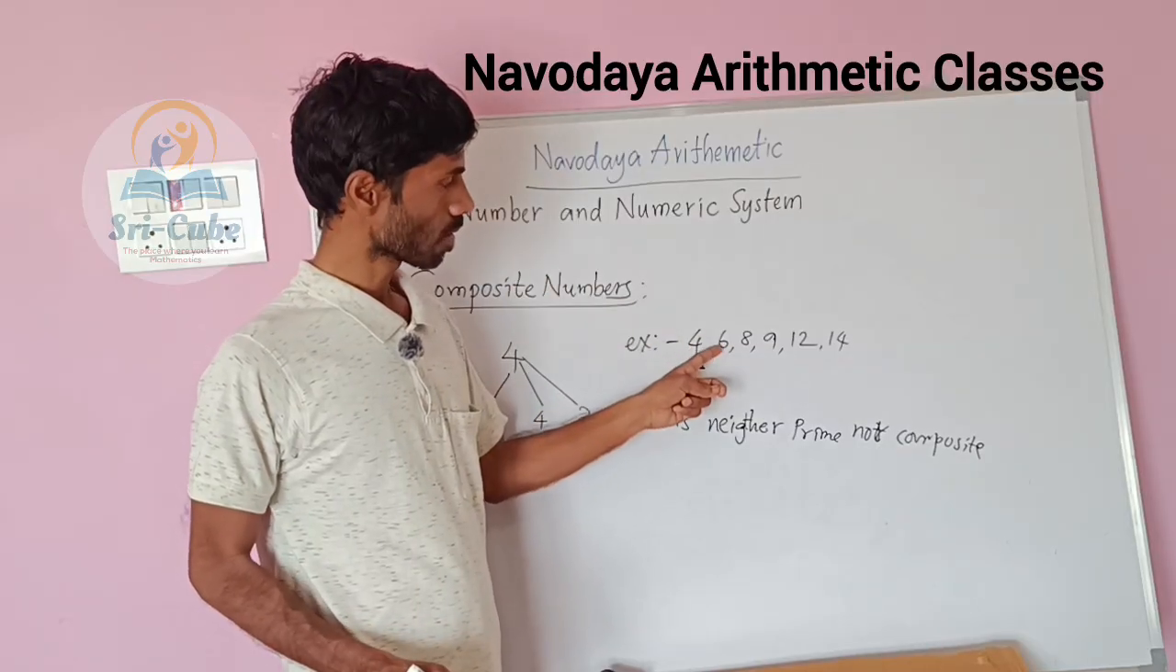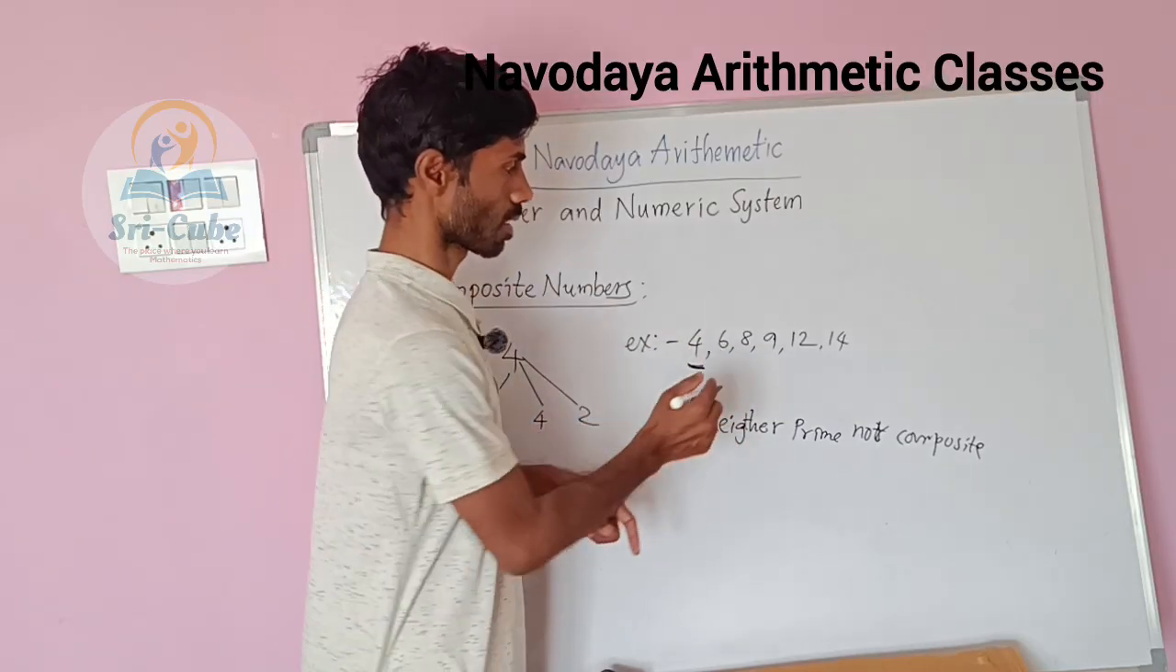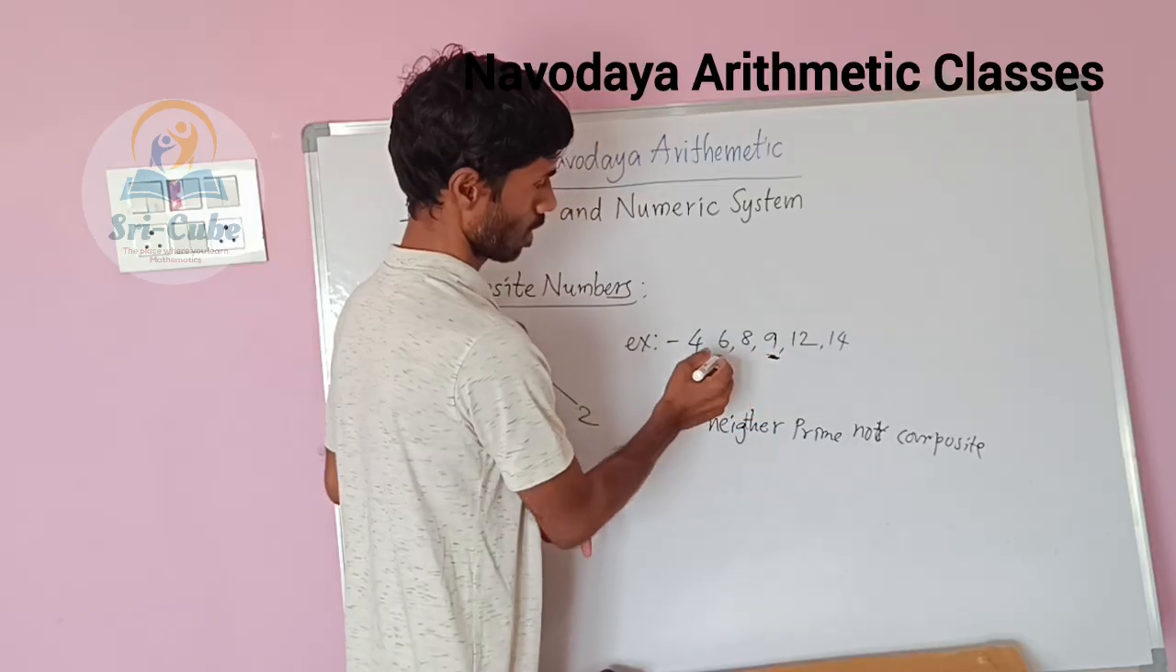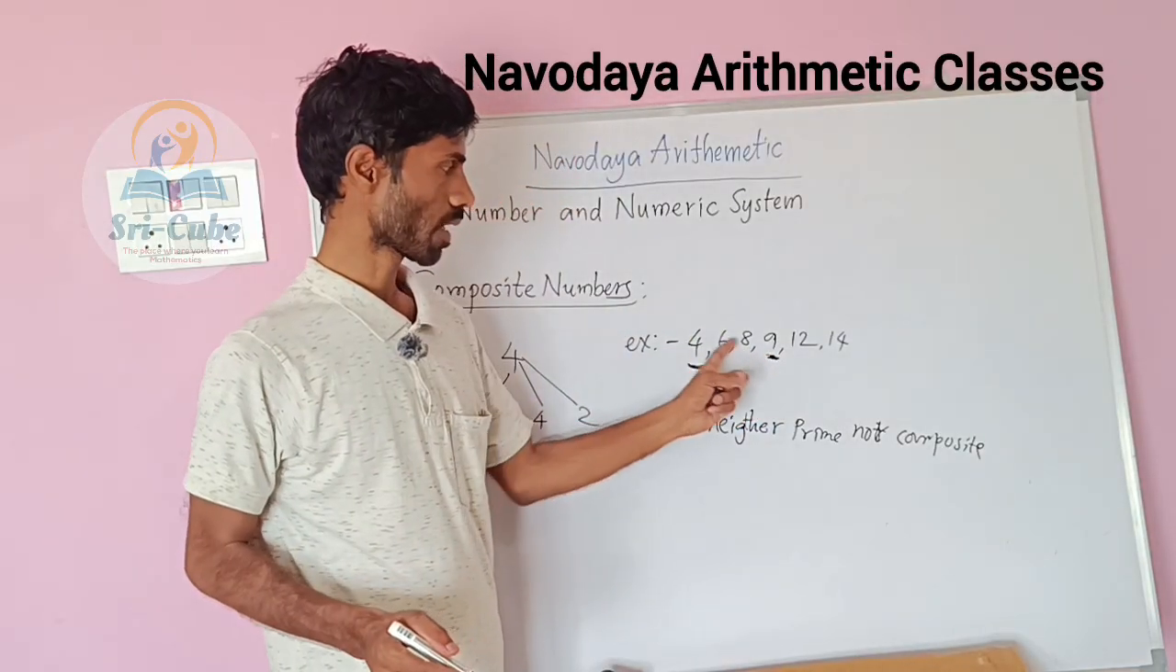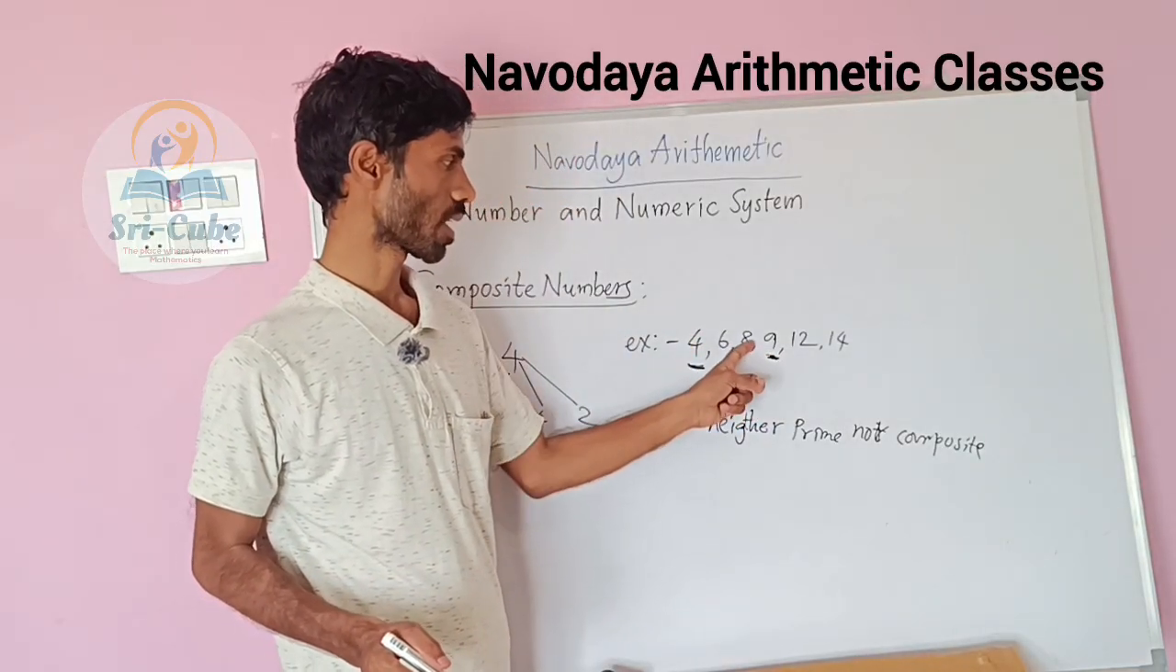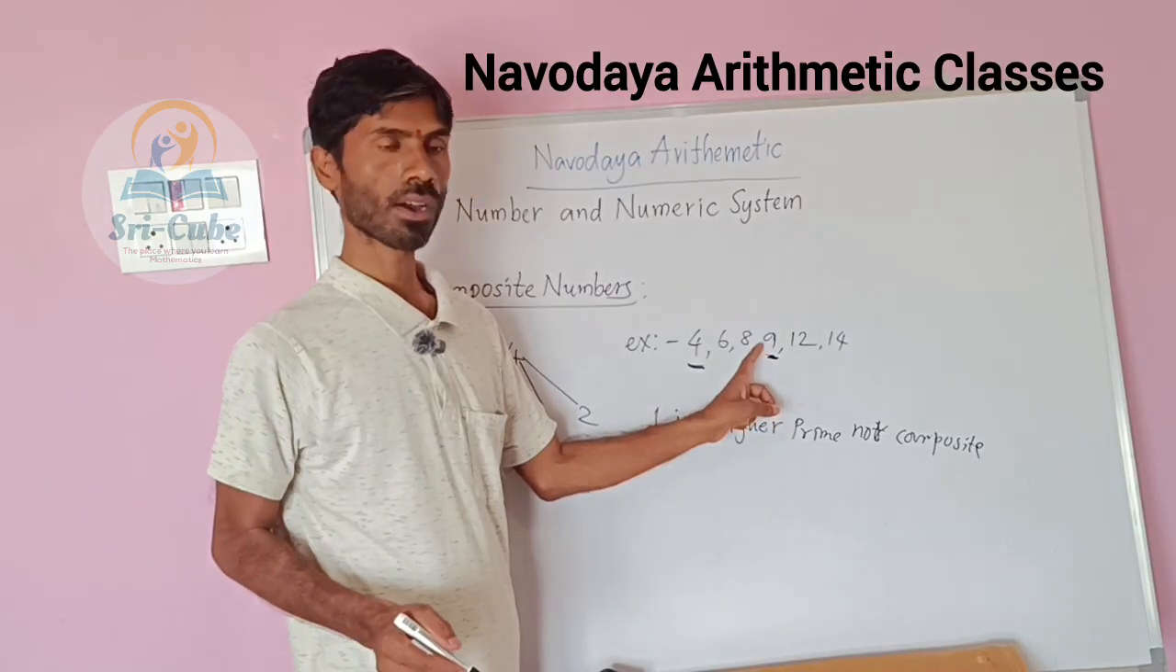So next, 6, 8 and this odd composite. These are even composites, 4, 6, 8 and 9 is an odd composite.